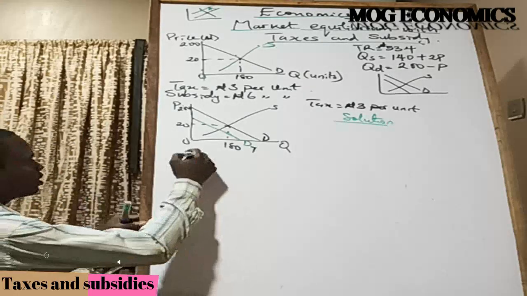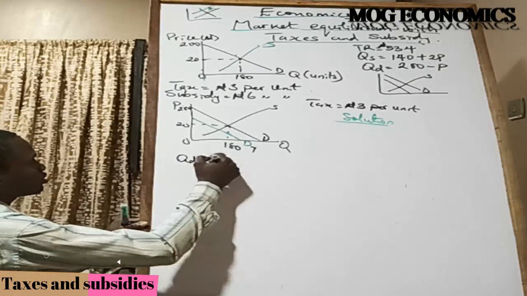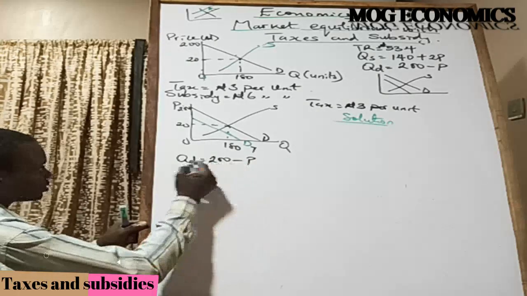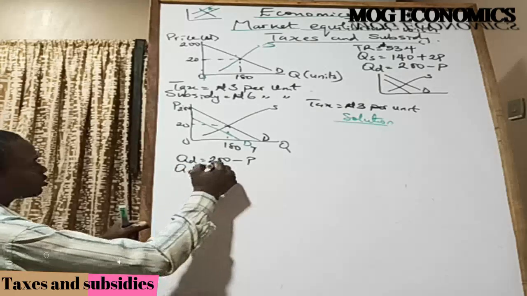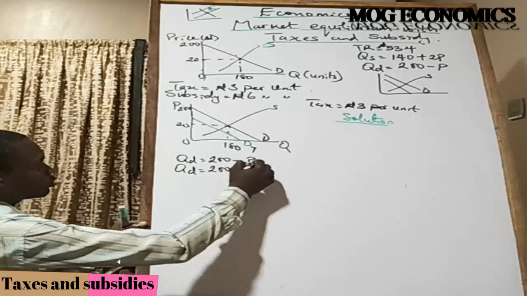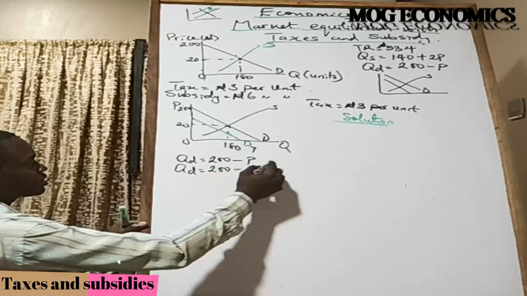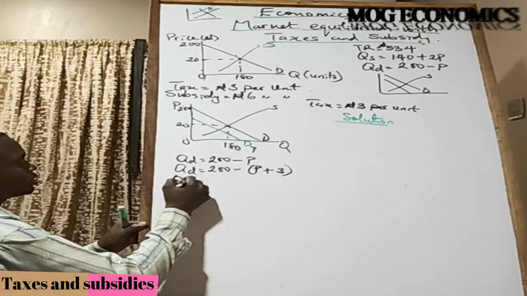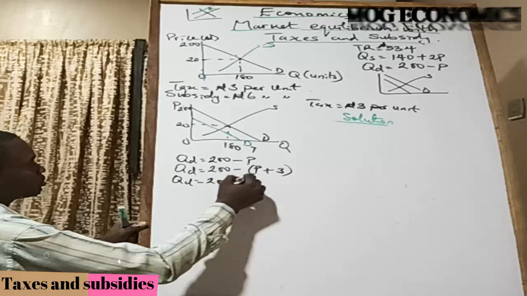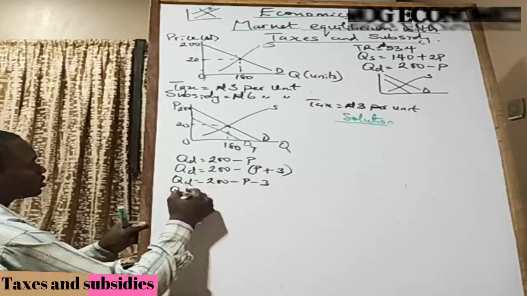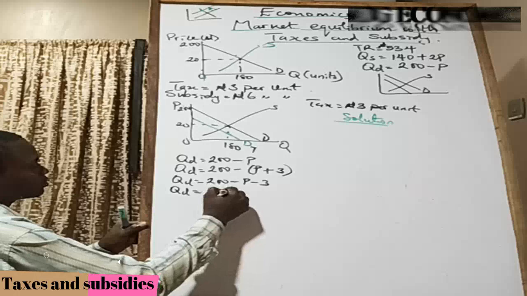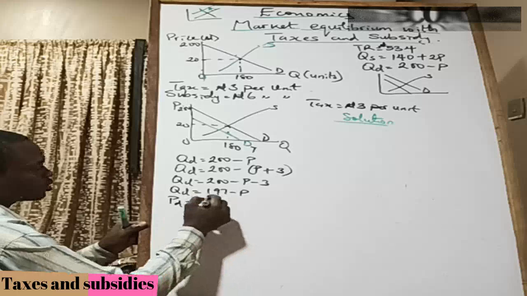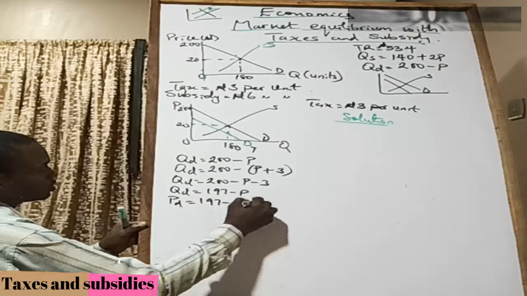So initially, QD was 200 minus P. It's the same thing we did that time, just that now we are going to be having QD equals 200 minus, you open the brackets, P, because consumers are the ones paying the taxes, they are going to be paying more. So this is P plus 3. And then QD equals 200 minus P minus 3, QD equals 197 minus P. So make P the subject. So PD equals 197 minus QD.